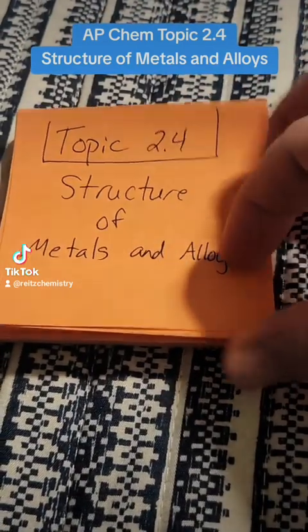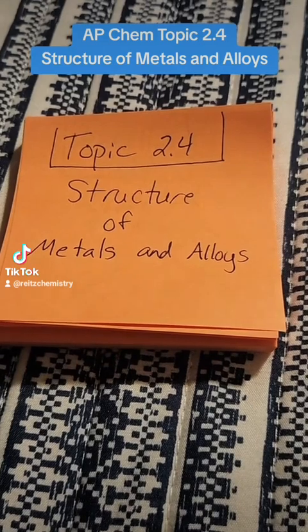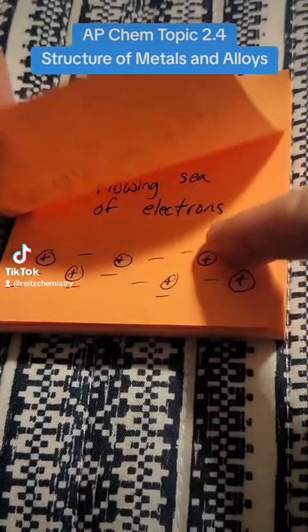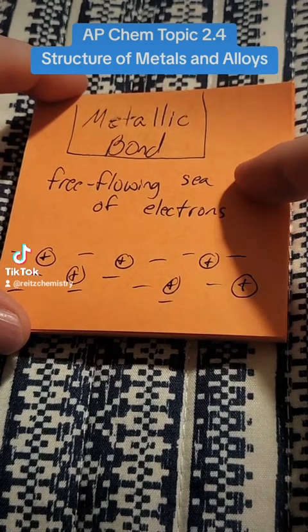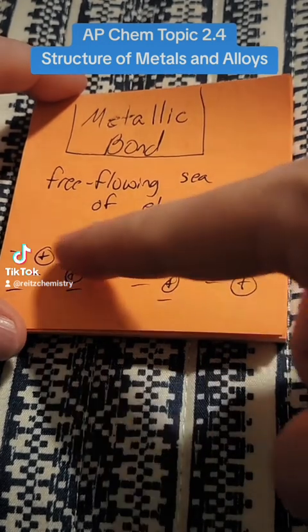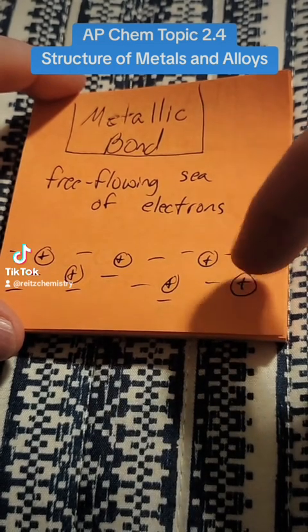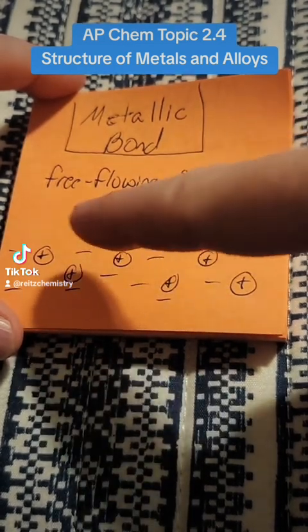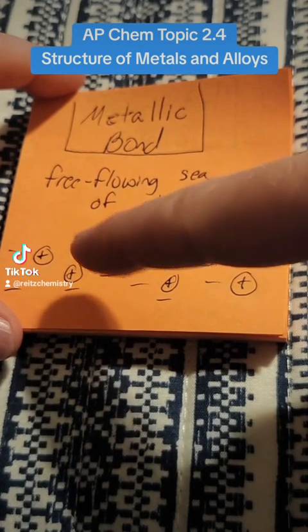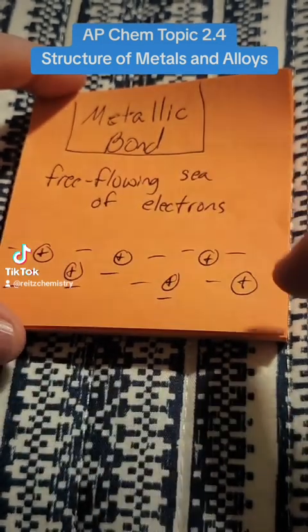All right, this is AP Chem topic 2.4, structure of metals and alloys. So the metallic bond is a little bit unique. It is made up of what we call a free-flowing sea of electrons. So the metal atoms lose some of their electrons, and the number of electrons they lose varies. But the cation, the nucleus and the electrons that stay associated with it, are fixed in place. And then the electrons that delocalize move freely between them.